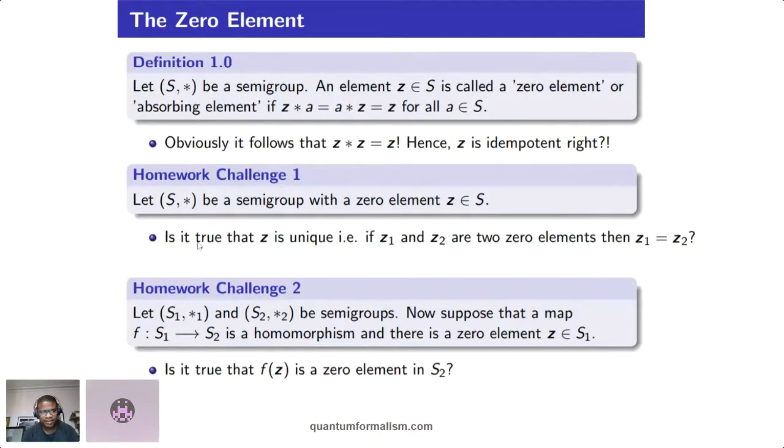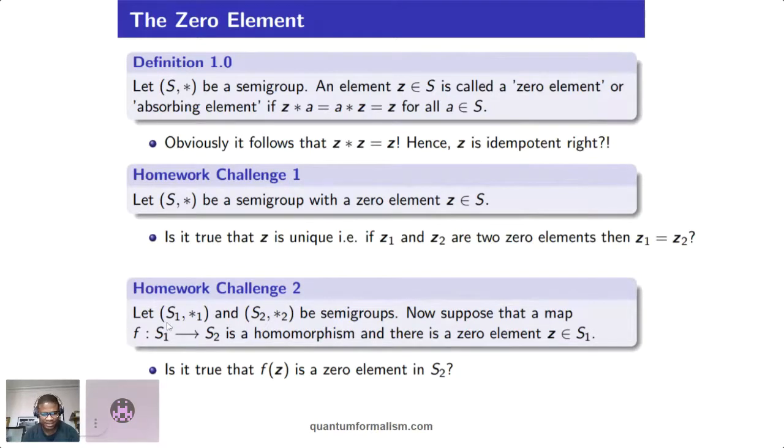Okay, thank you. So the first challenge is whether such an element Z is unique. So if you have, say, Z1 and Z2 are zeros in S, does it follow that Z1 equals Z2? Try to find out if the zero element indeed is unique in a semigroup. The second challenge is a little bit trickier.